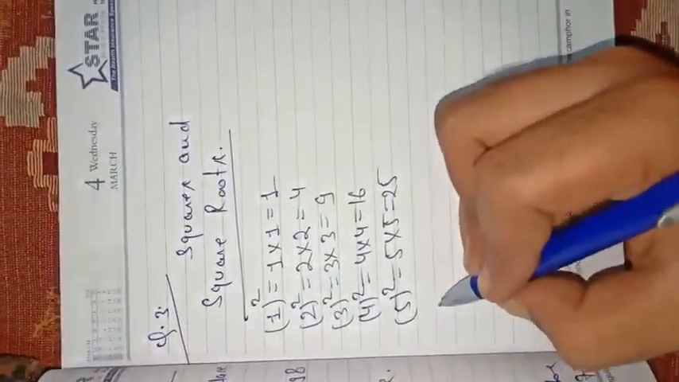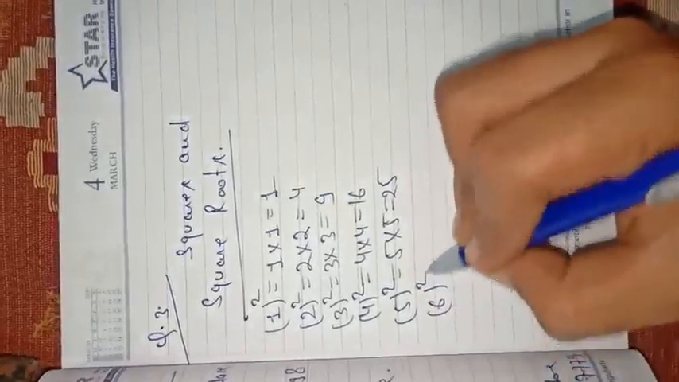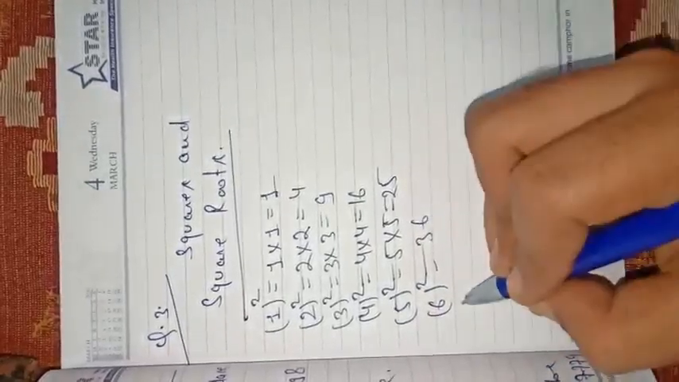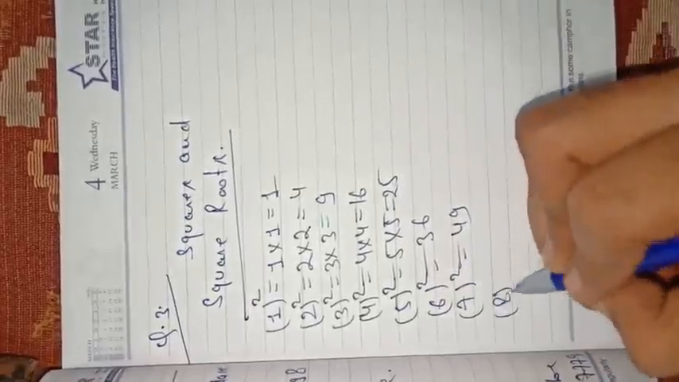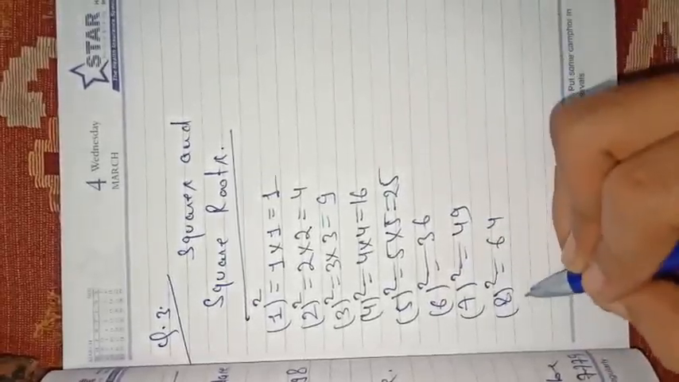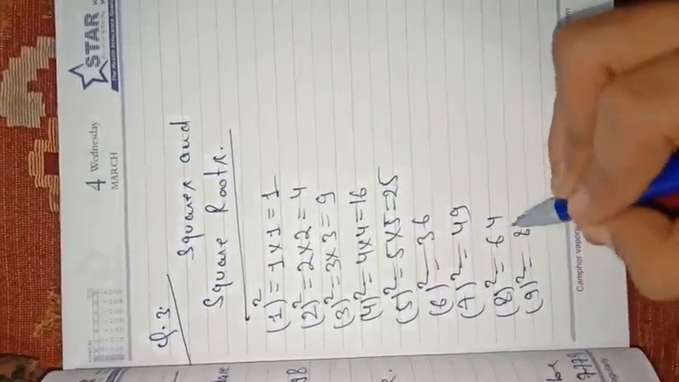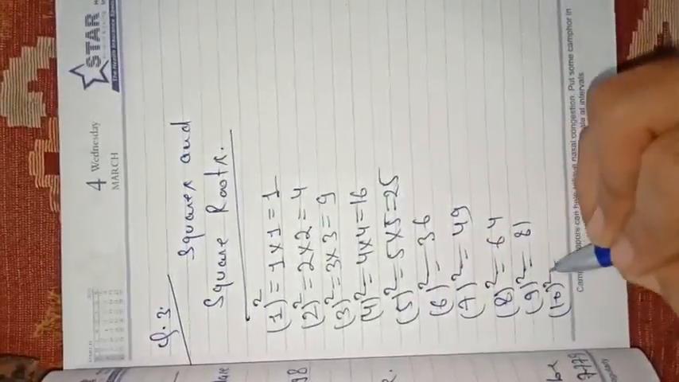I hope you understood this. So let us write the numbers. 6 square will be 36. 7 square will be how much? 49. 8 square will be 64. 9 square will be 81. 10 square will be 100.